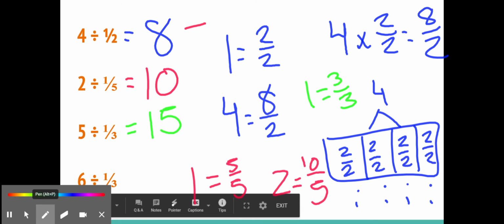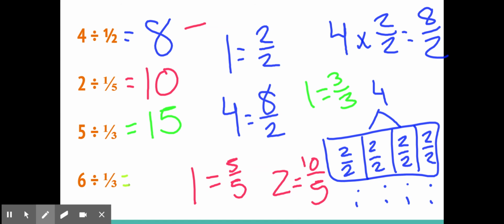Last one was 6 divided by 1/3. So there are, of course, still those 3/3 in 1 whole. So how many groups of 1/3 can I make in 6 wholes? Well, that would be 18. So I would have 3/3, 6/3, 9/3, 12/3, 15/3, 18/3. Again, that 6 times 3 gives me that 18. I can make 18 groups of 1/3 from 6 wholes.